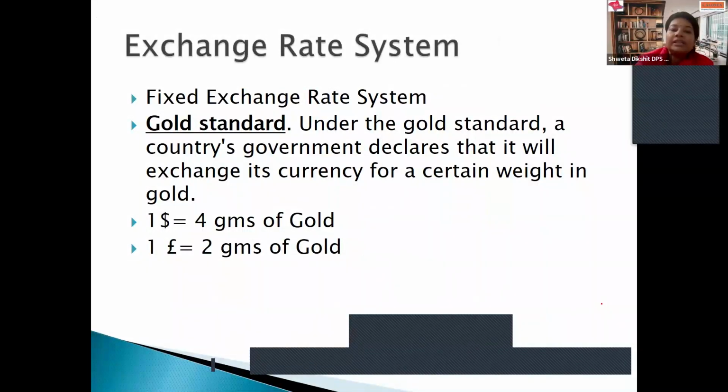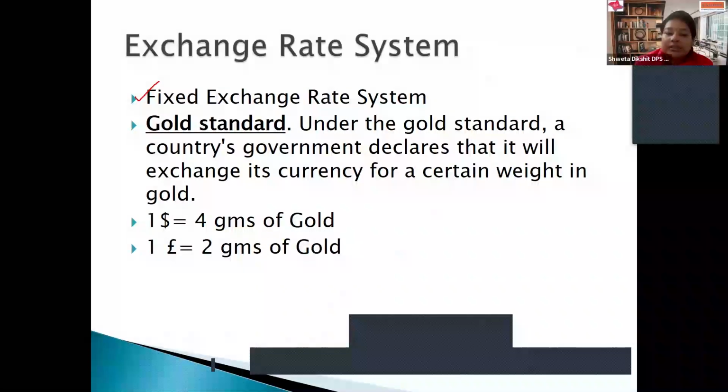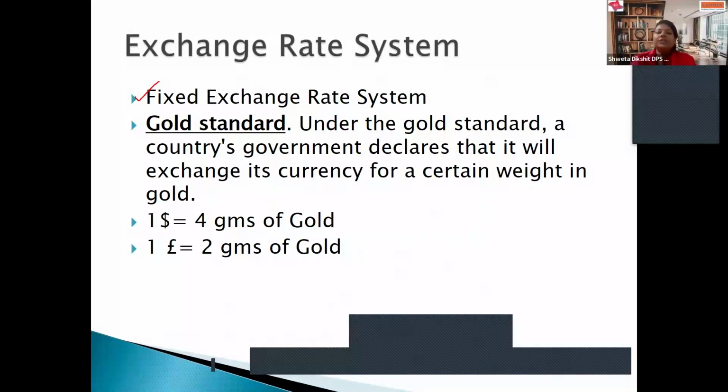Now, there are various kinds of exchange rate. The first is the fixed exchange rate system. I repeat, children, the oldest and the first one is the fixed exchange rate system. The fixed exchange rate system is the system in which the exchange rate was fixed by the government. The first exchange rate system adopted under this was the gold standard. It's a very common, very popular and long-running system.